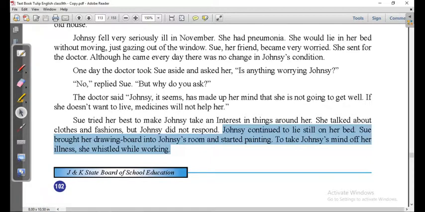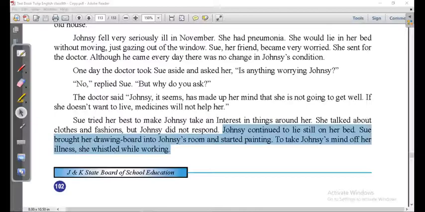To take John C.'s mind off her illness, she whistled. Well, she always whistled during painting, during doing her work. She whistled in order to attract the attention of John C. towards her, so that she is not thinking something negative. She tried, because as a friend everyone tries that his friend should be in good health and everything good should be given to her friend.